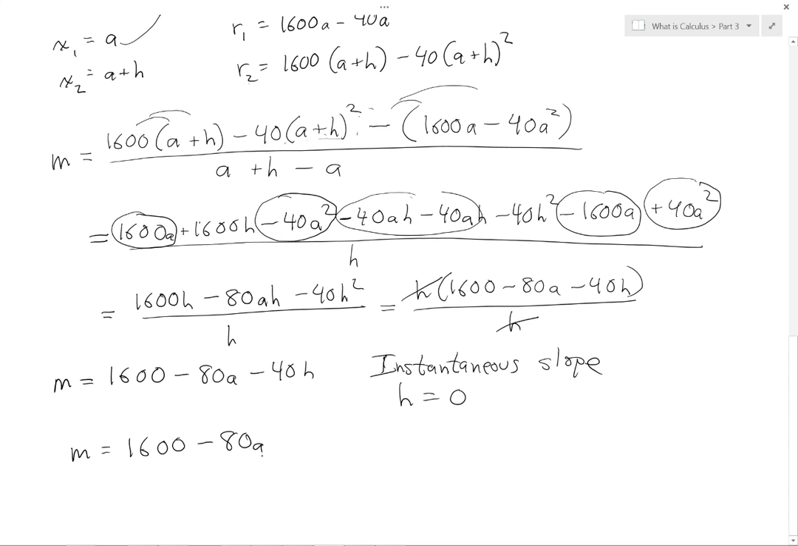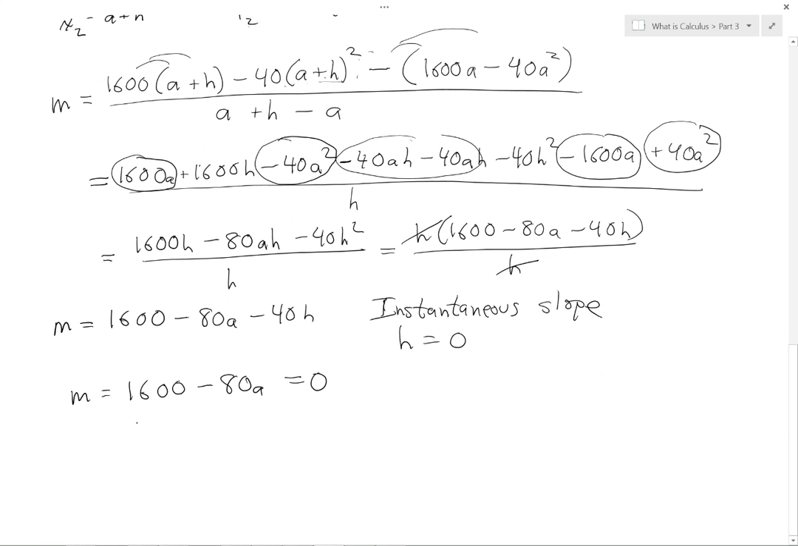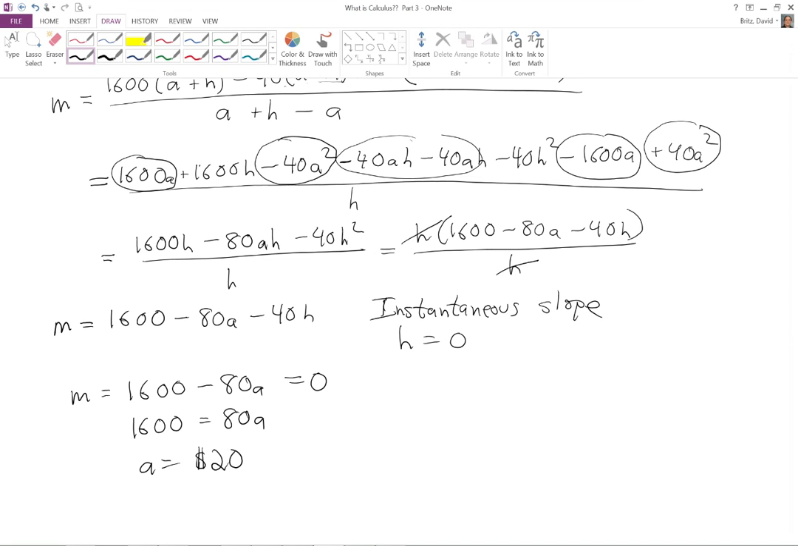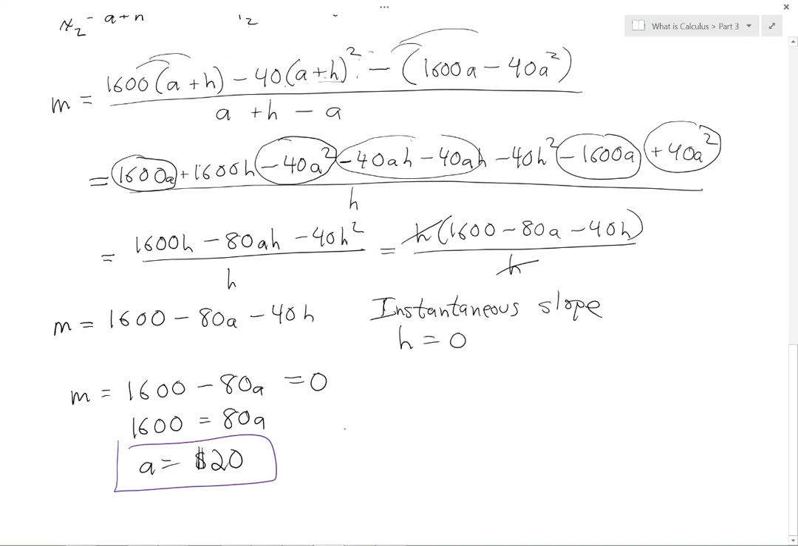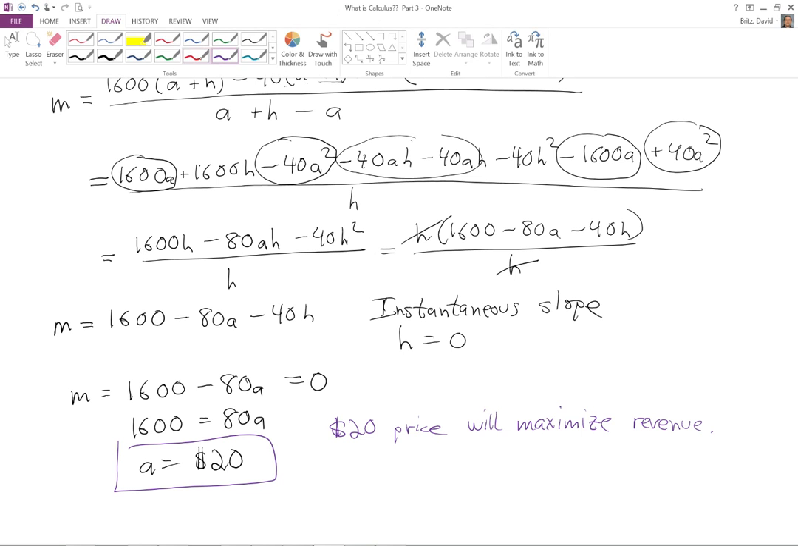And finally, let's remember, our goal is to get that slope equal to 0, as we saw above. So we set this equal to 0 and solve for a, so we get 1600 equals 80a, and a equals 20. So our suspicion is confirmed. We can now show that a $20 ticket price will maximize profit, or maximize revenue. I kind of use those terms interchangeably. Technically, profit is revenue minus expense. For our purposes, they're kind of the same thing, at least for what we're doing here.